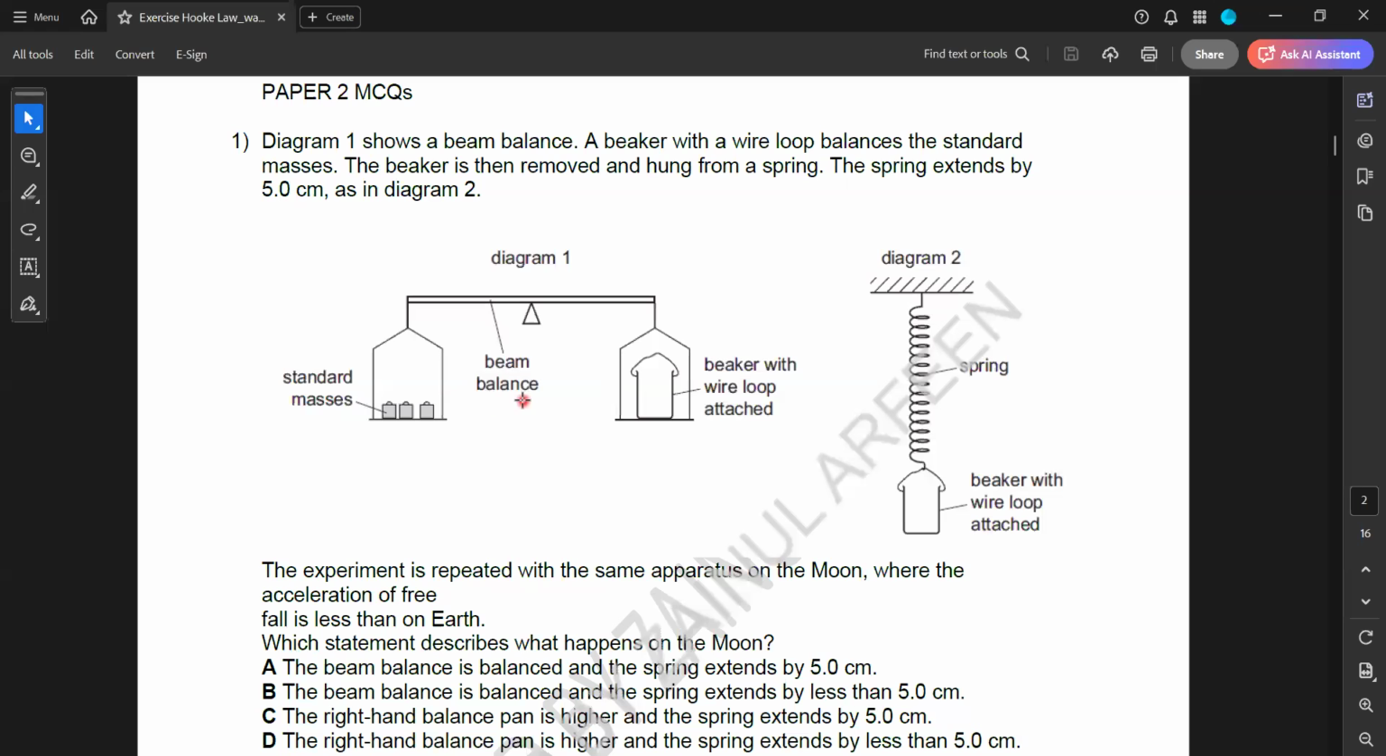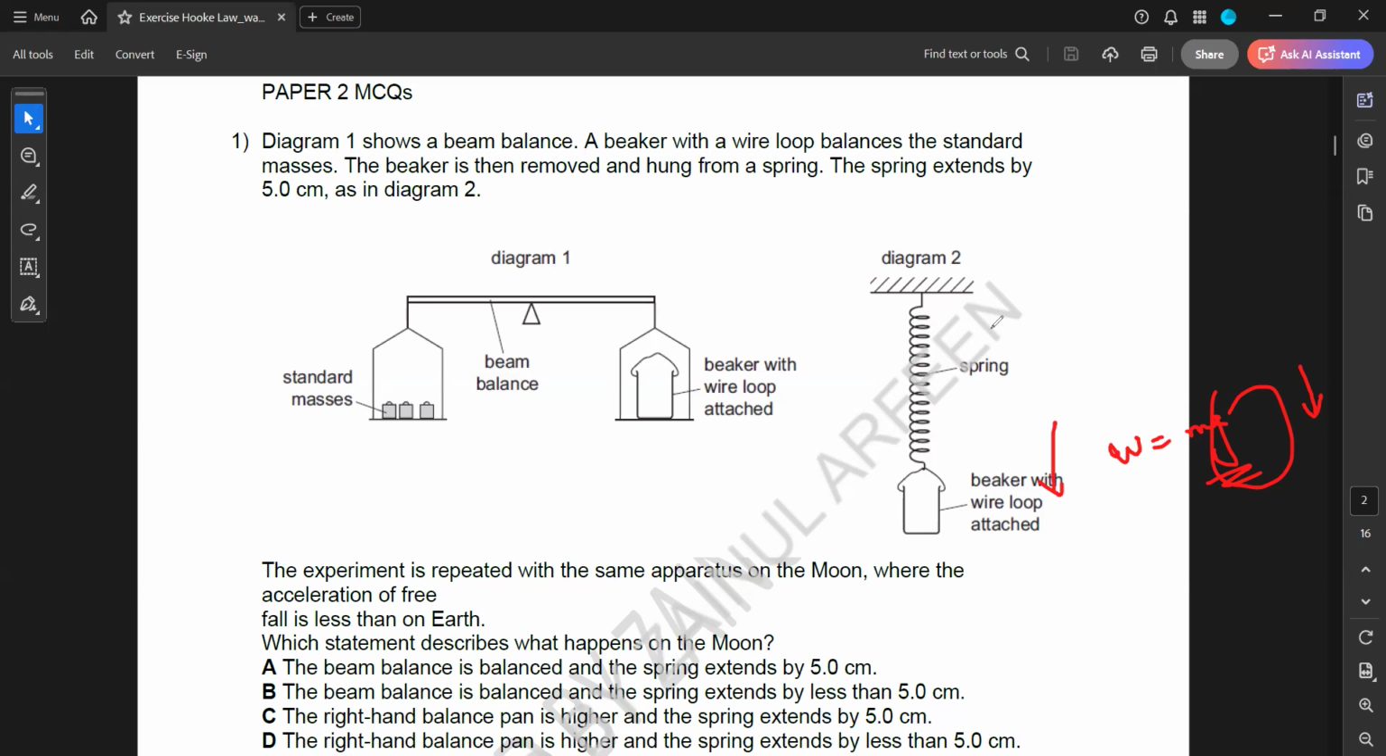As we know, the mass does not change, the mass remains constant. So if we use the same apparatus on the moon, it will remain balanced because the mass is not changing. It's a comparison here. But what happened? As the moon has a weaker gravity, and weight is a product of mass and gravity. The acceleration due to gravity of the moon is less compared to that of the Earth. So if the gravity of the moon is weaker, the weight of an object will be lighter. As a result, the spring will not stretch to the same 5 centimeter. It will stretch less than 5 centimeter.